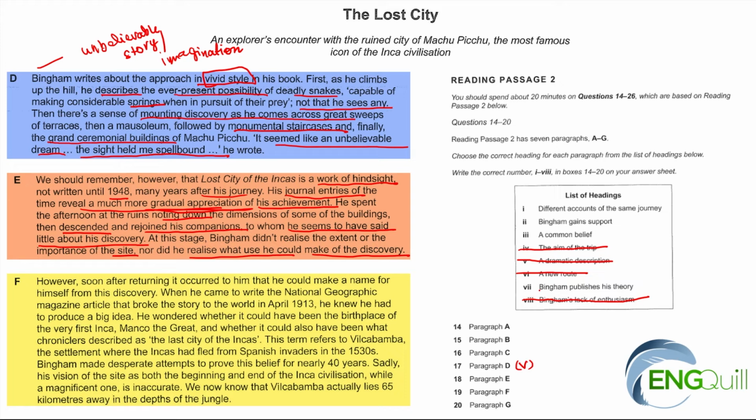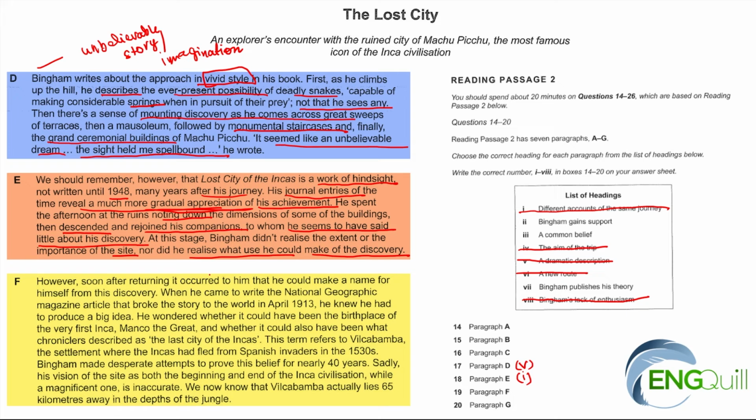It didn't talk about publishing his theory. It didn't talk about a common belief. No, it is talking about what he did, a gradual appreciation, didn't say much to his companion or to his friends. Didn't talk about gaining support at all. Different accounts of the same journey. So when you talk about different accounts, he writes in his notebook many things, but he does not tell his companion much about it. So definitely for paragraph E, my answer is going to be 1 and strike it off. So I'm left with 1, 2, 3. All right, let's see the next one. Now let's read paragraph F here.